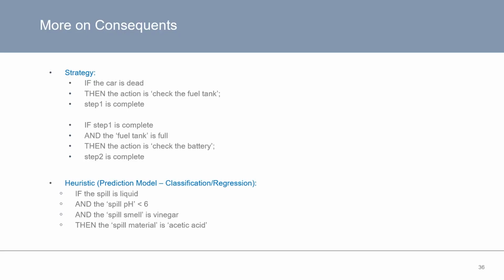And lastly, consequents can be used as heuristics to represent some kind of prediction model, either for classification or for regression. As an example, we have if the spill is liquid, and the spill pH is less than 6, and the spill smell is vinegar, then the spill material is acetic acid.